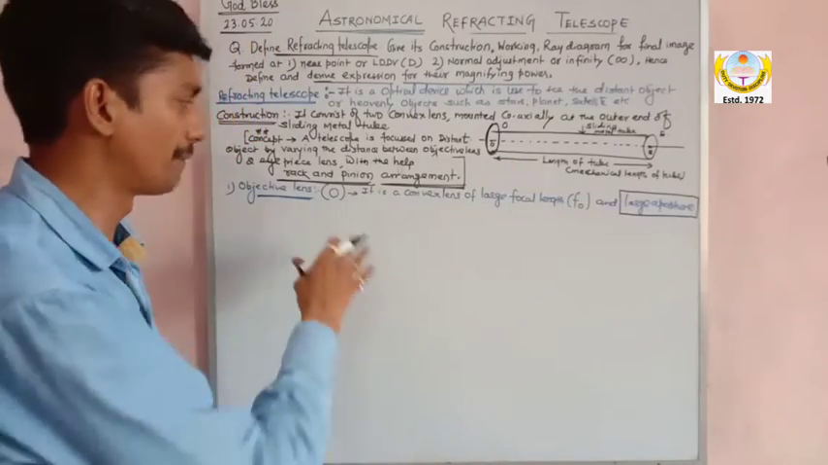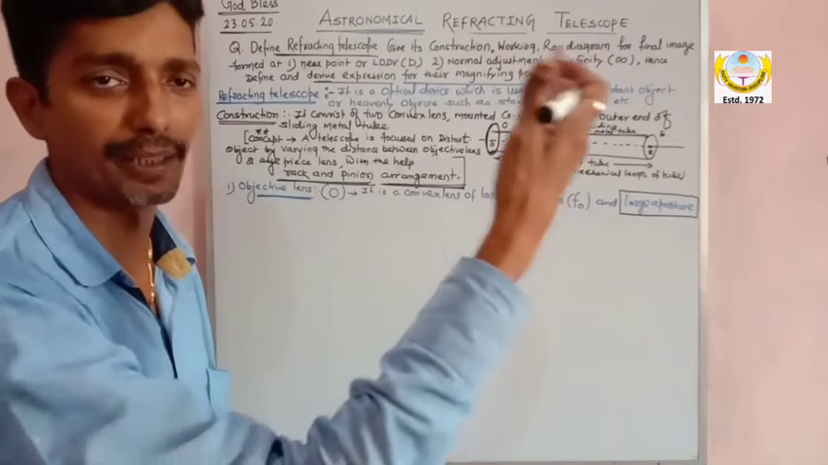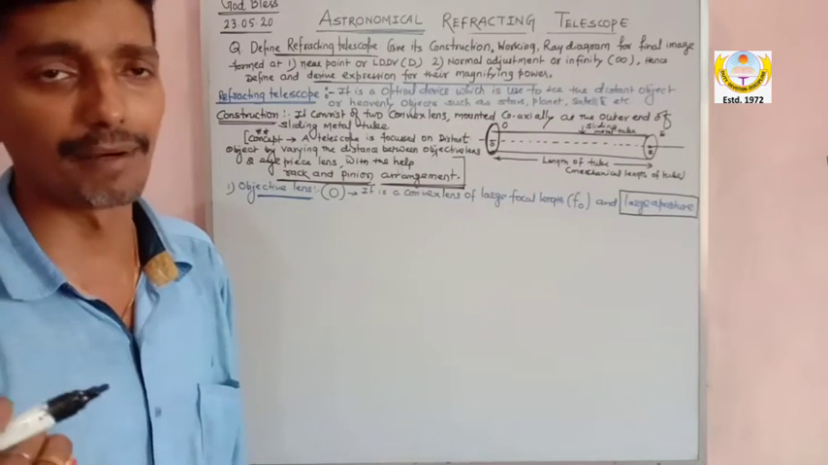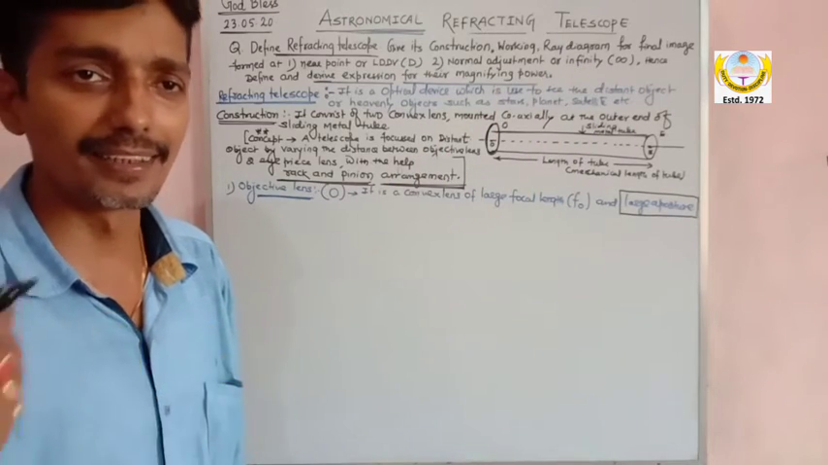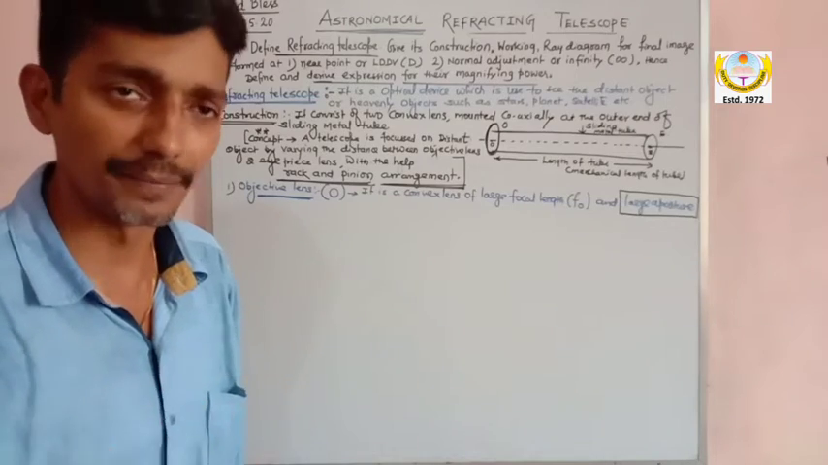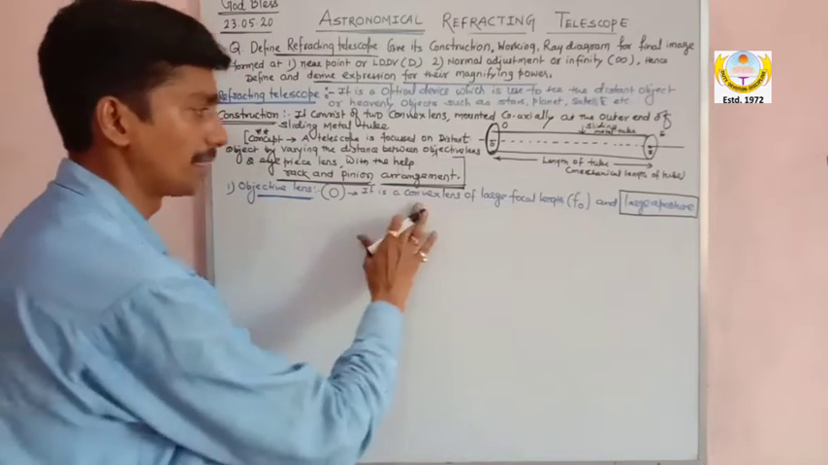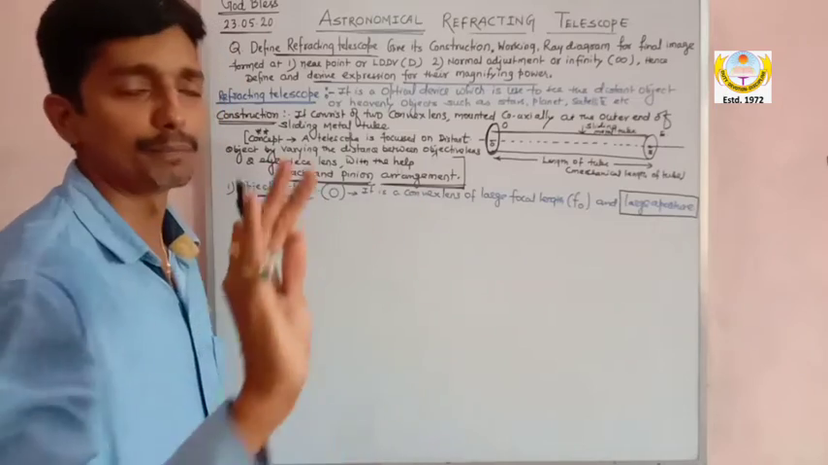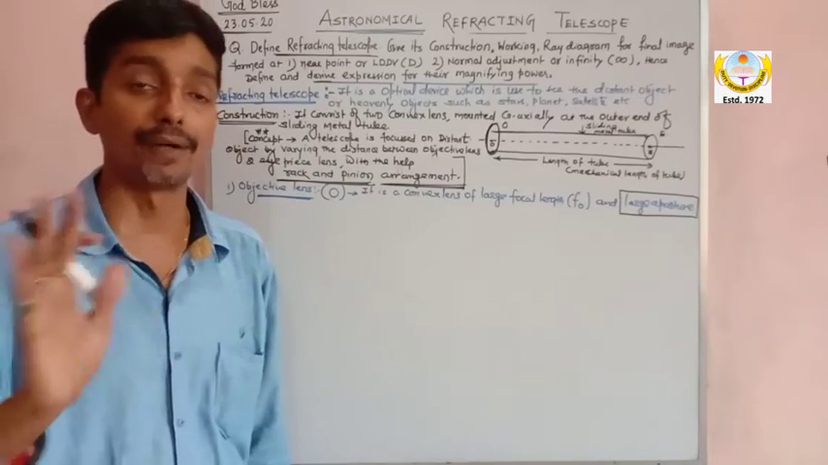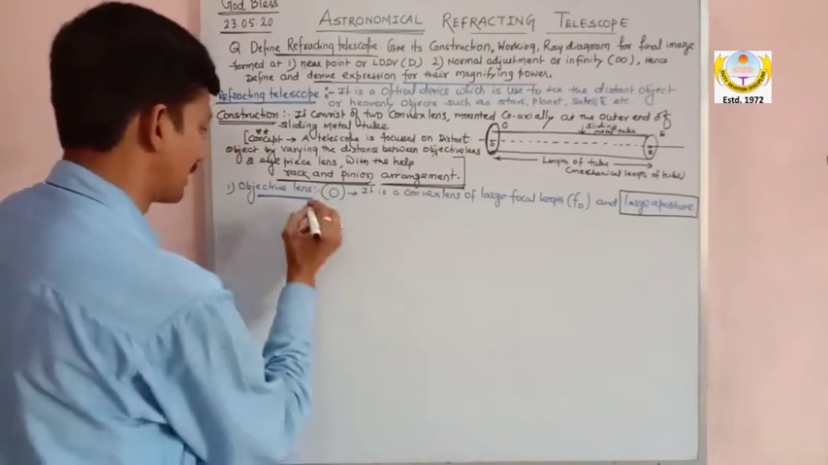I am not writing that. Everybody knows it is named the objective, so it is placed to see the distant object. And the one named the eyepiece is close to your eye. That's not a big deal, but the important concept is that the objective has a large focal length FO and large aperture. Now here is a concept.